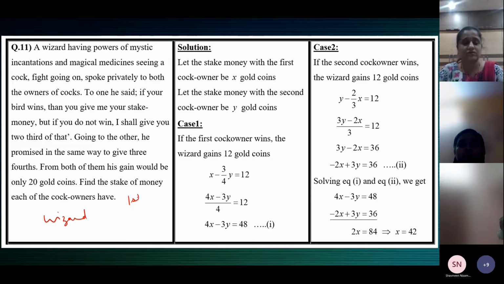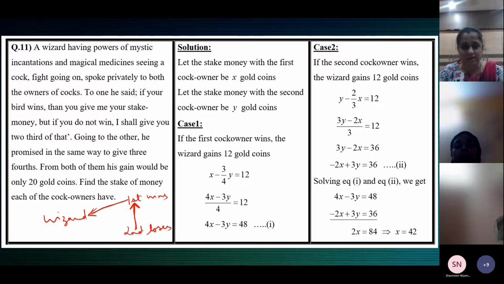Wizard, first, second. Wins, loses. So what happens when he wins? The first one wins, he has to give his stake money to the wizard. But what will he get then? If he gives away his money, what will he get? He'll get from the second owner. He'll give only his stake money to the wizard, but he's going to receive from the second owner. So the person who wins gets money.